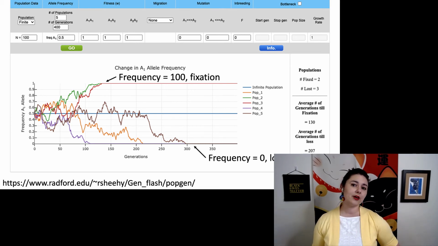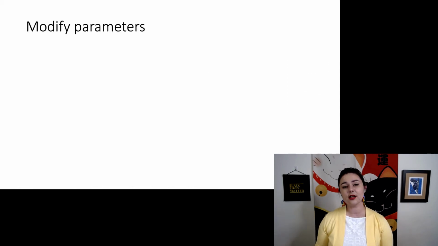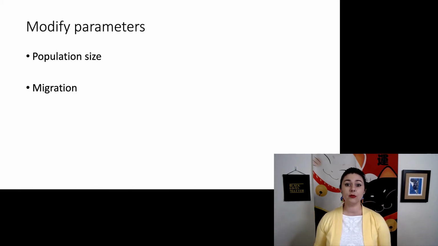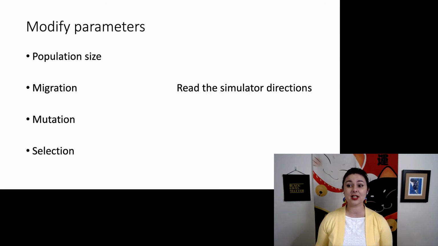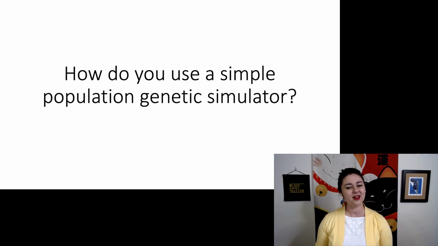But what's cool about these different simulators is they allow you to modify your parameters. So you can modify parameters about population size, migration, mutation, and selection. All of these tie directly into the different forces of evolution. So, do you know what modifying each of these parameters would do, and what would that mean for evolution? A great way is to always make sure to read the directions and the help when you're trying to figure out how to use these different simulators. So, how do you use a population genetics simulator?